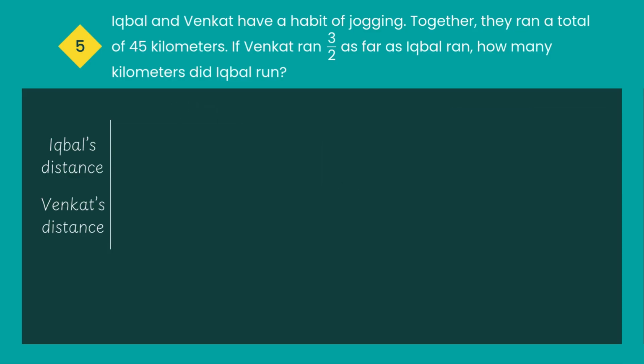Here's a challenge for you. What if we use just 1-unit bar to represent Iqbal's distance instead of 2? Can you solve the problem that way and explain why it works or doesn't work?